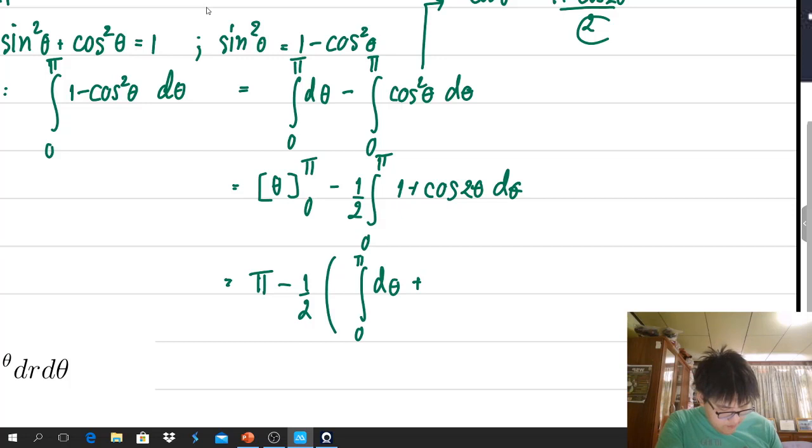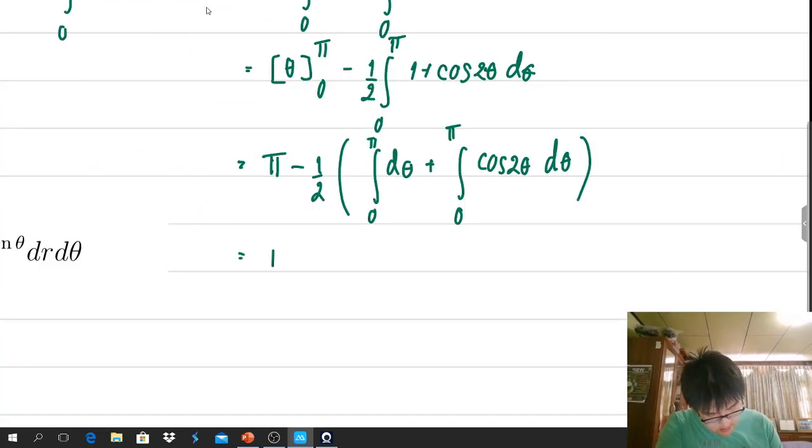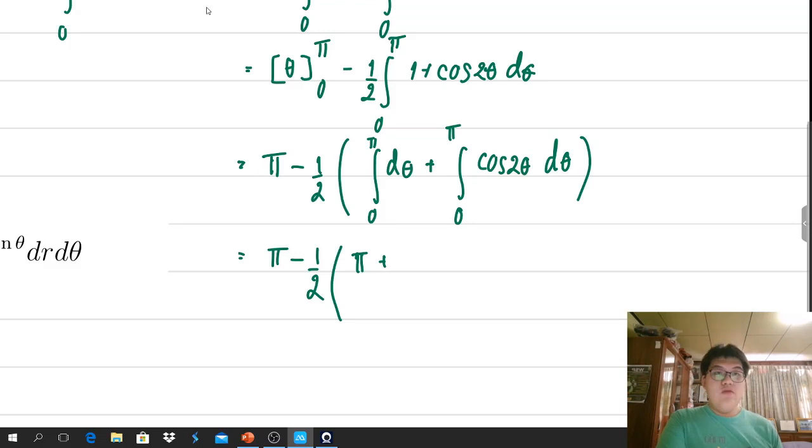Plus the integral of cosine 2 theta from 0 to pi d theta. This one, okay, we will get pi minus 1 over 2 of this one, it's just only pi plus the integral of cosine 2 theta. Then you look at it like a t, and the integral of cosine is sine theta over t is 2.